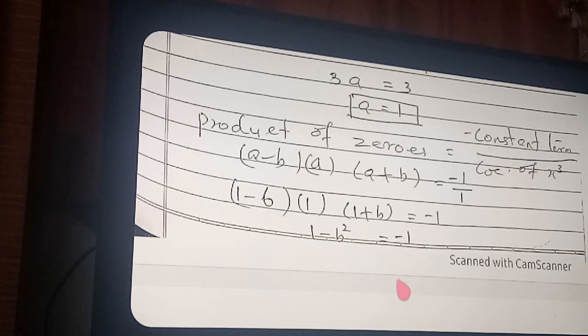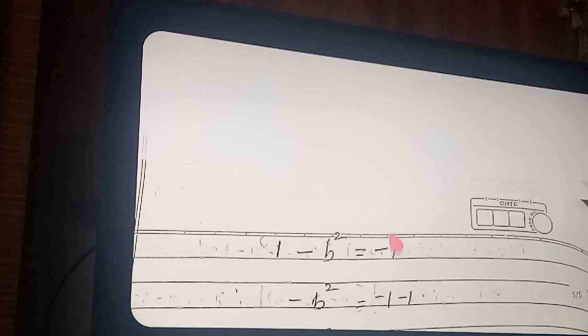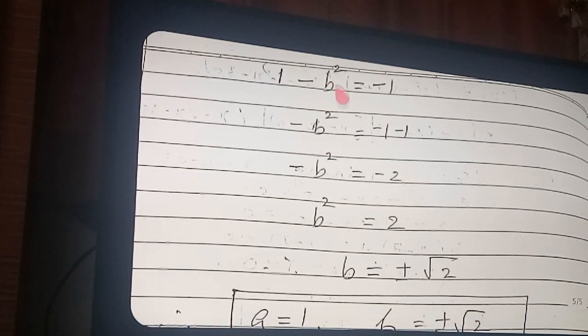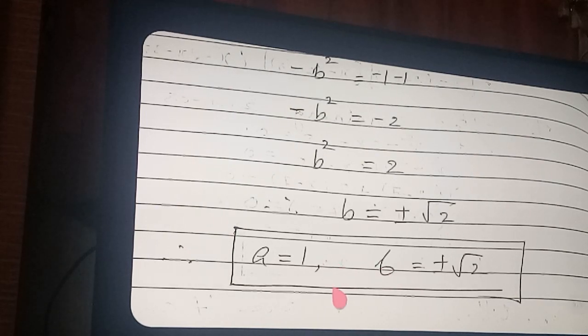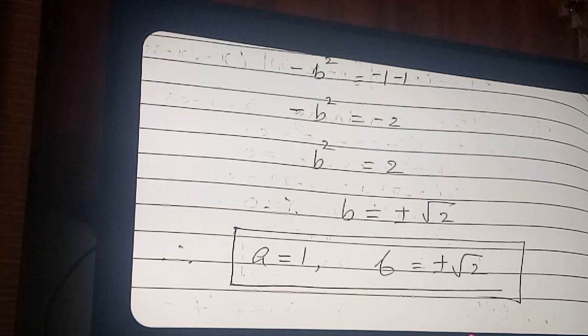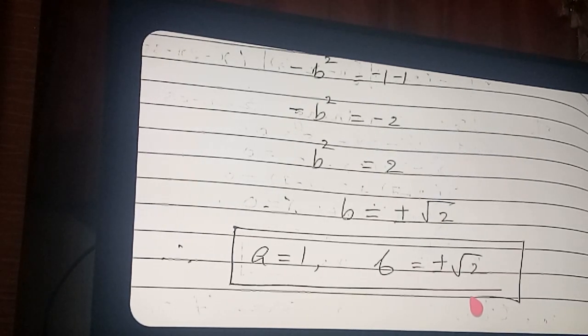Okay. See the next page. Now 1 minus b square is equal to minus 1. Therefore minus b square is equal to minus 1. This 1 bring to this side, minus 1. Therefore you got minus b square is equal to minus 2. That means b square is equal to 2. Therefore b is equal to plus or minus root 2. Now you got the values of a is equal to 1 and b is equal to plus or minus root 2. So this is the optional section's third sum.